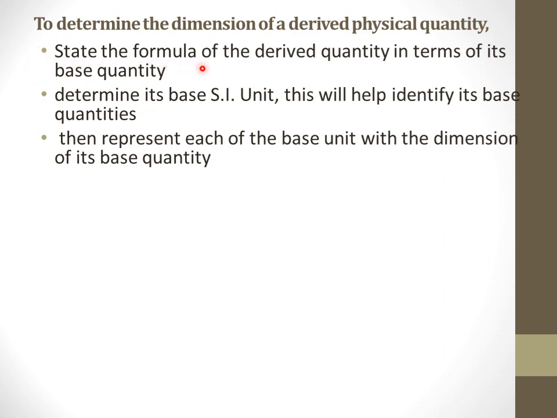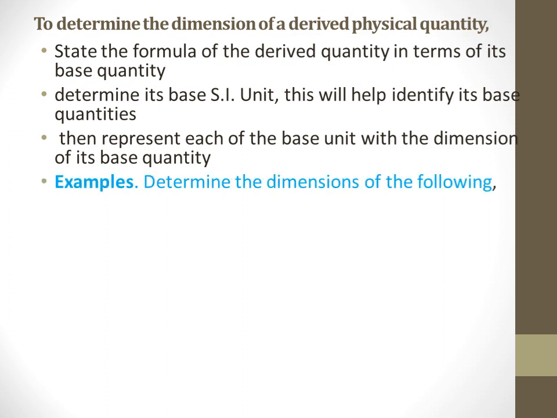The first thing is to state the formula of the derived quantity in terms of its base quantities. Then you determine the SI unit of the base quantities found in the formula, and you represent each of the base units with its dimensions. It's very simple. Example, determine the dimensions of the following: area, density, force. We get to start with area.